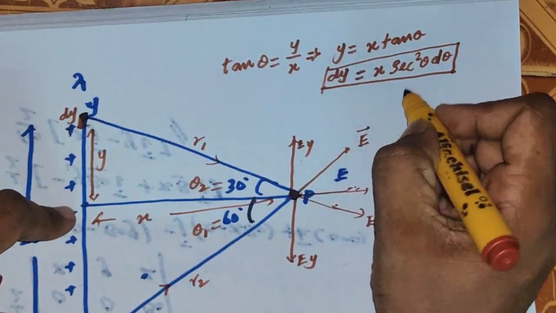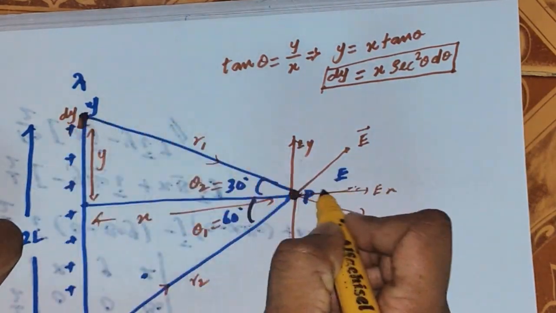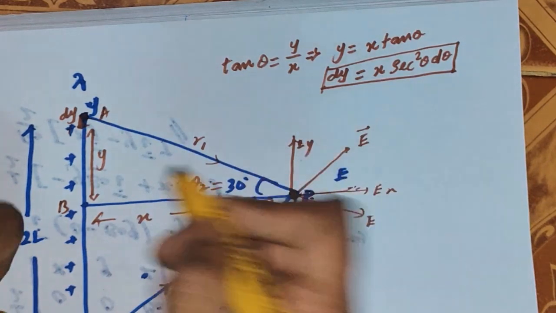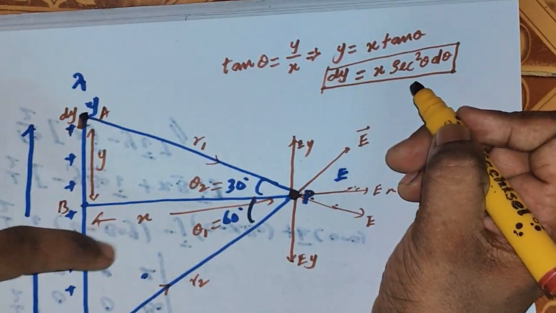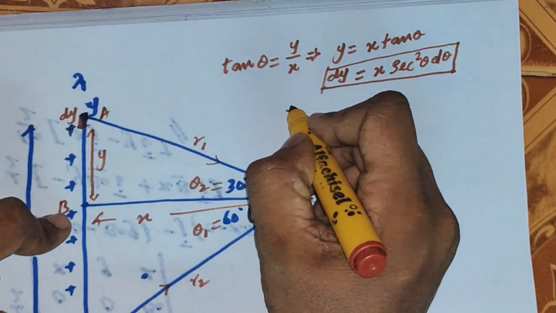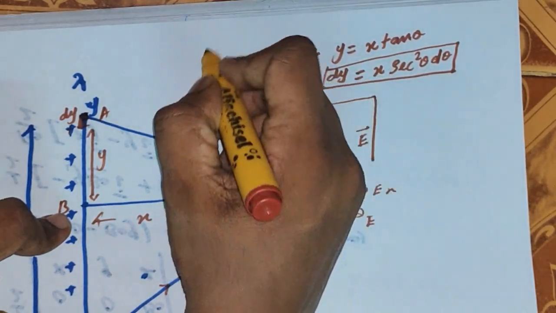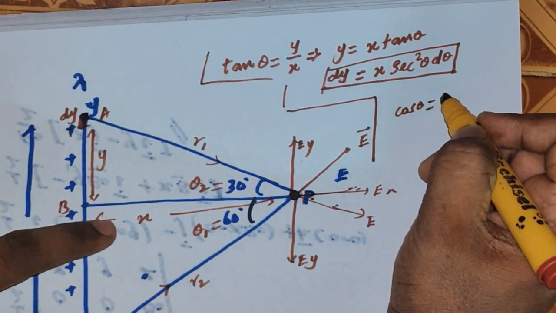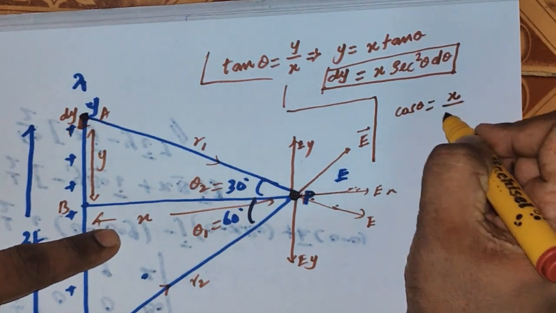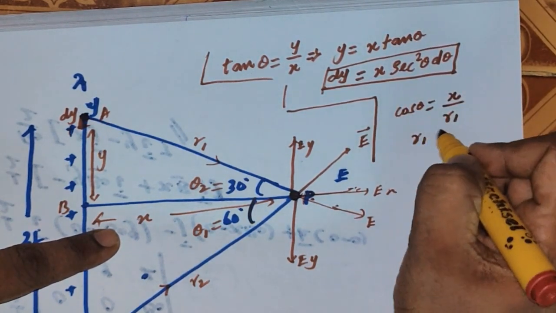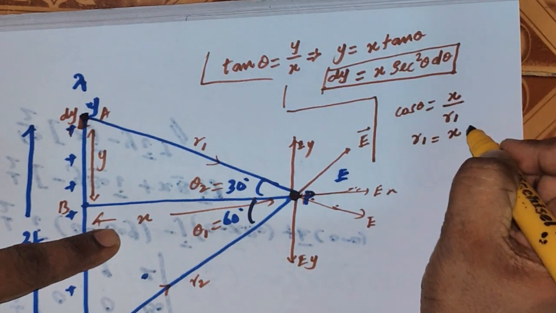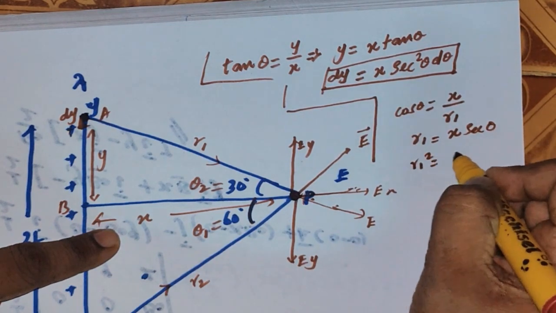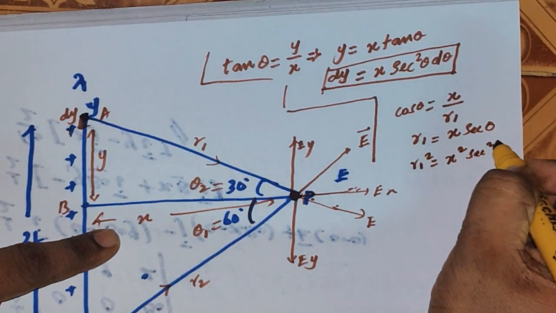Next, we want to know the cos theta. The cos theta, in general, for the right angle triangle PBA, to make the shortcut, is adjacent over the hypotenuse r1. You can rearrange r1 as x divided by cos theta, or x secant theta, or else you can call r1 square equal to x square secant square theta.